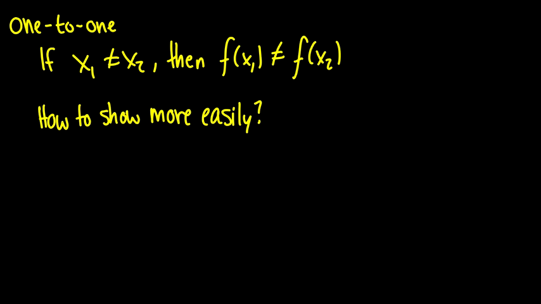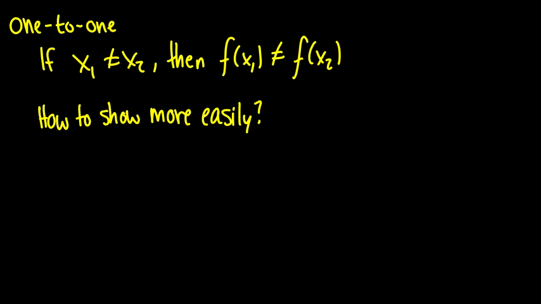Alright, this is the fun video. We get to talk about one-to-one, onto functions, and bijective functions. One-to-one functions are also called injective functions, and onto functions are called surjective functions. So let's get right into this. What does it mean to be one-to-one?